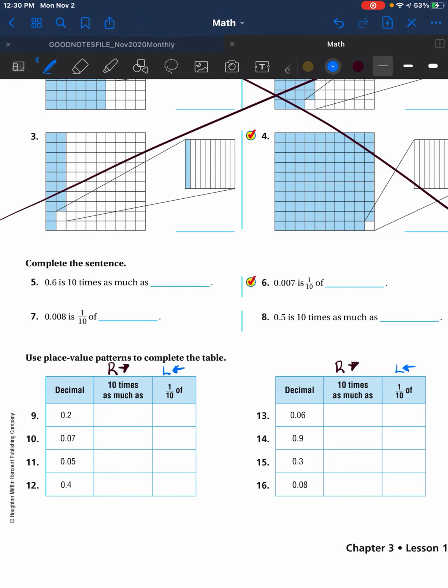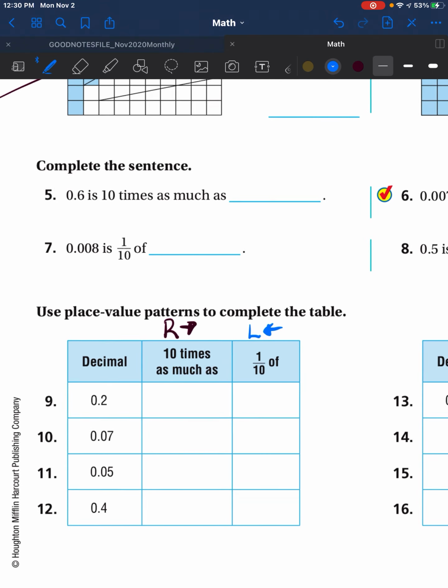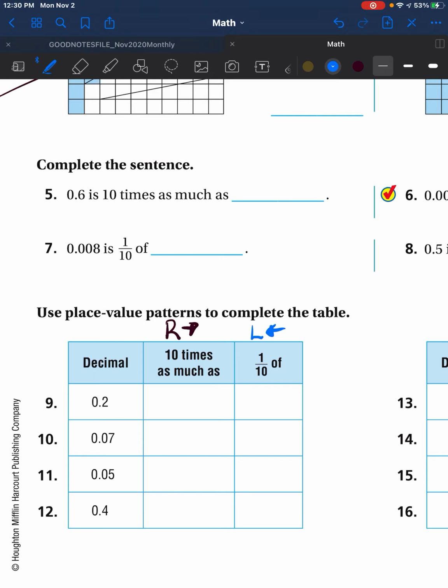Okay, now for the word sentences, that's a little bit different. Remember, they're opposite of what the tables are. It says 6/10 is 10 times as much as what? So it's saying that 6/10 is already the larger number, so we actually have to go smaller. To go smaller, that means we have to go farther away from the decimal. So that means we are going to be going to the left. If I move it one place to the left, I get 0.06, which is now 6/100ths.